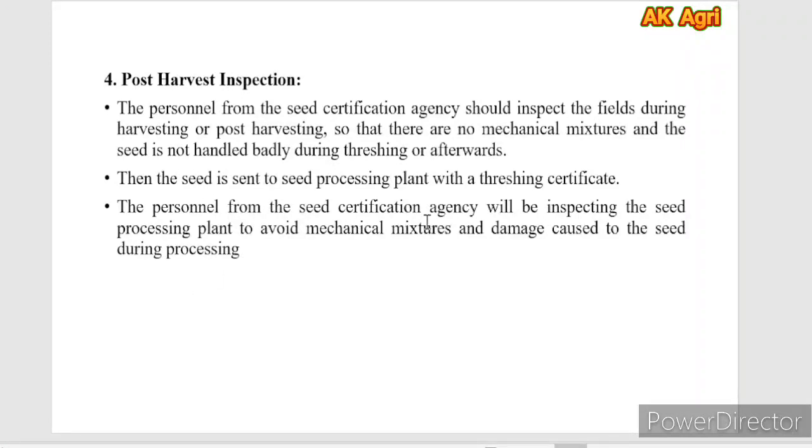Then the personnel from the seed certification agency will inspect the seed processing plant to avoid mechanical mixtures and the damages caused to the seed during processing.